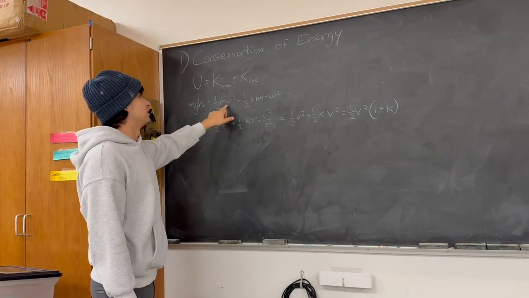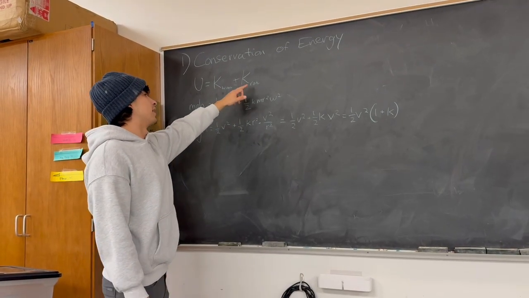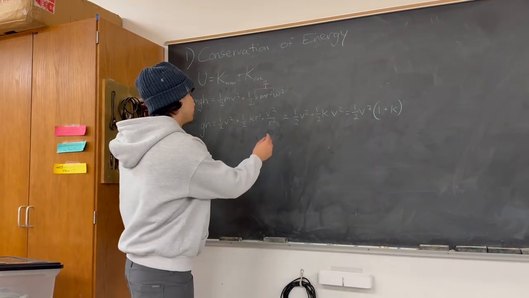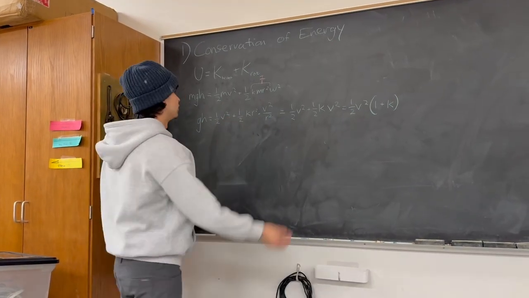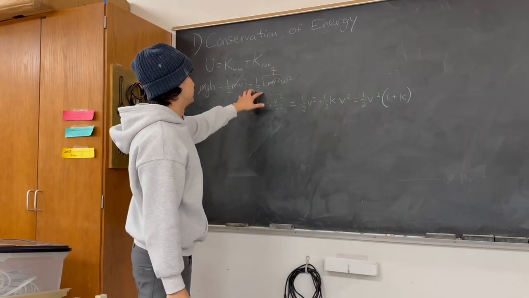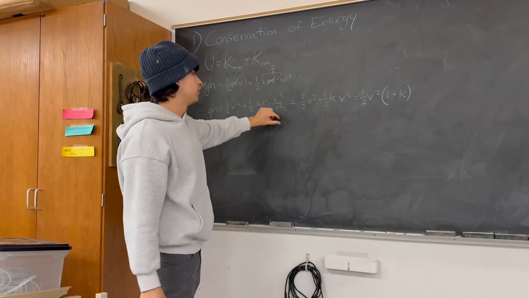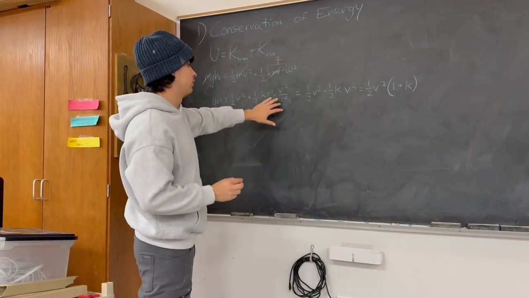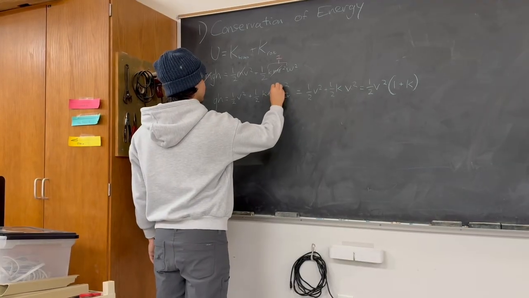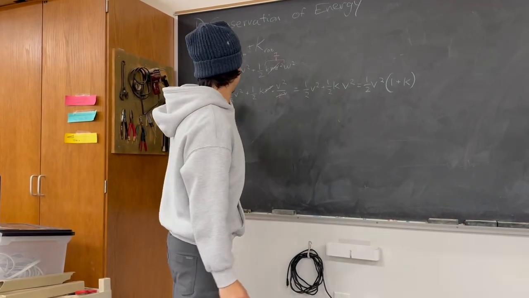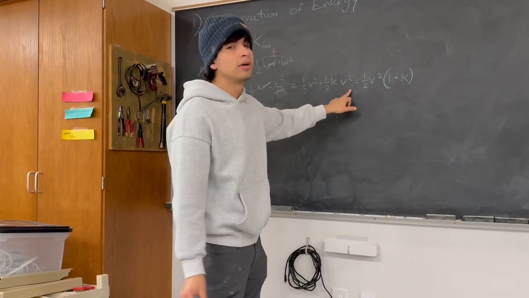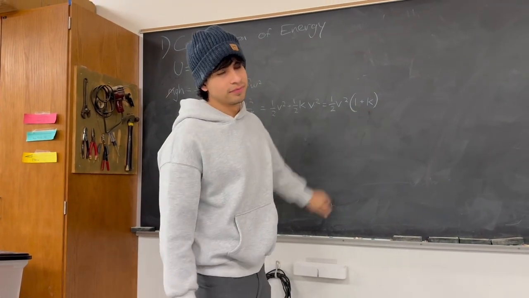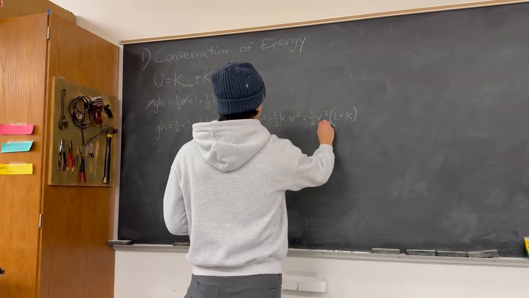The K translational is half mv squared. And the K rotational is half k mr squared, where this is the inertia. So as you see, there's m in all the terms, so m should cancel out. We rewrote omega squared as v squared over r squared, because omega is just v over r, so if you square both of them, you get this. Then the r squareds cancel, and you are left with half v squared. gh equals half v squared plus half k v squared, which then simplifies to half v squared times parentheses 1 plus k. And now we need to figure out what v is.